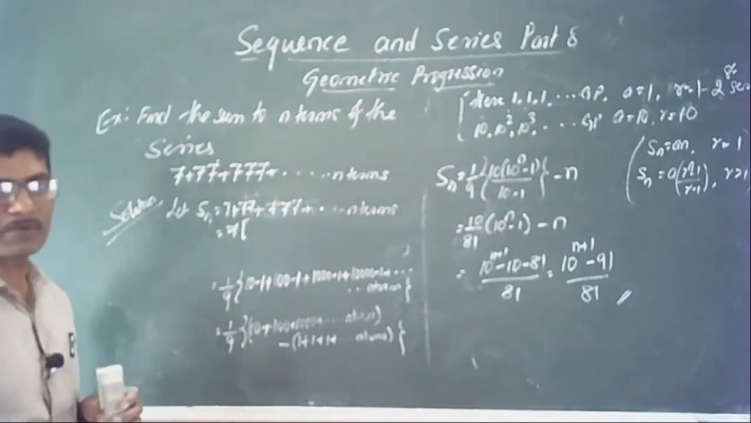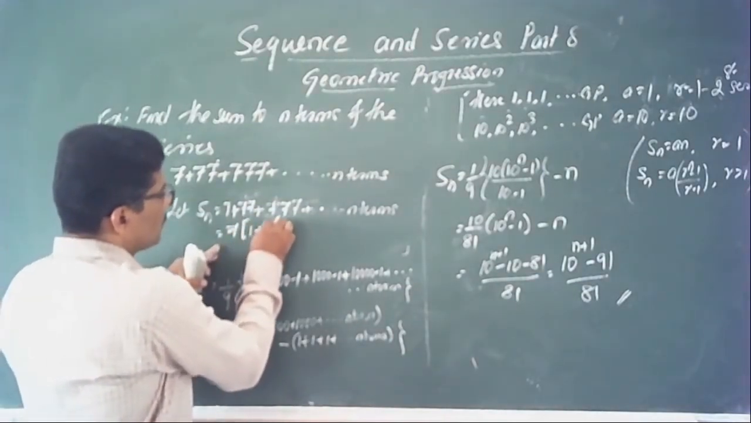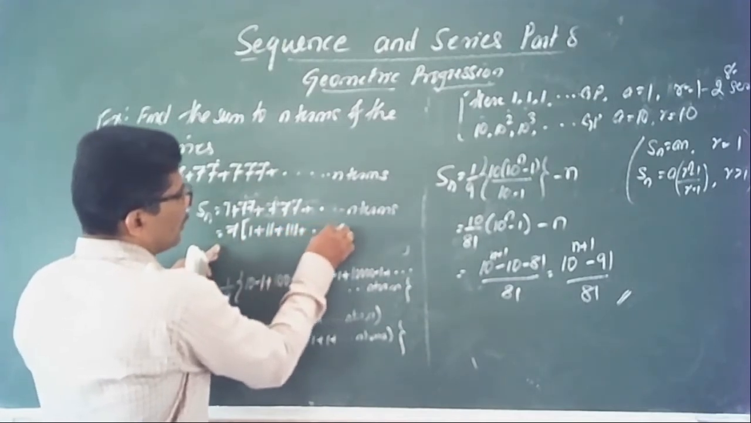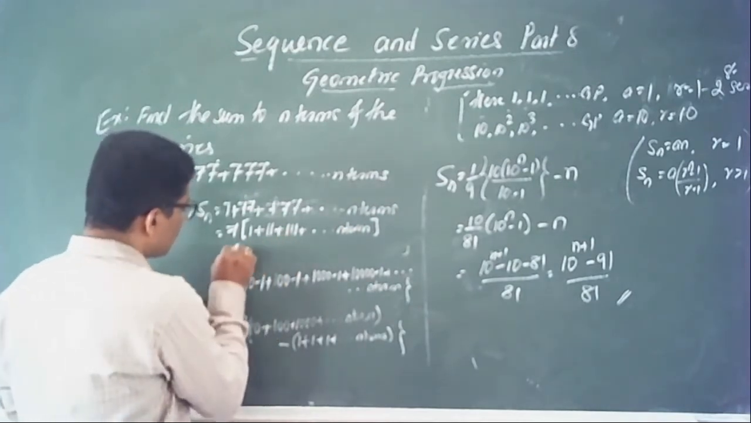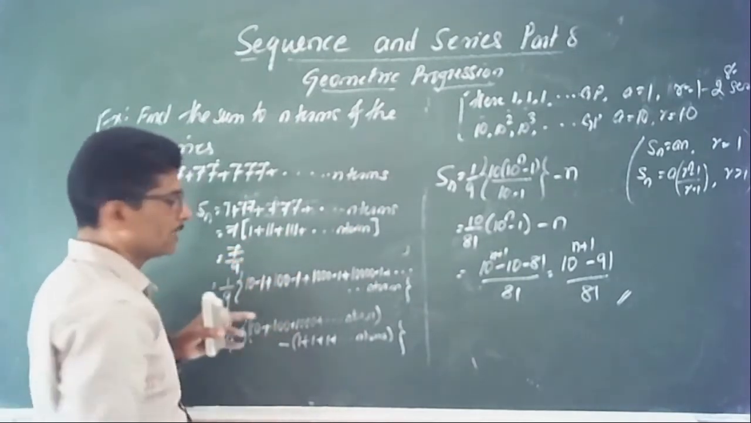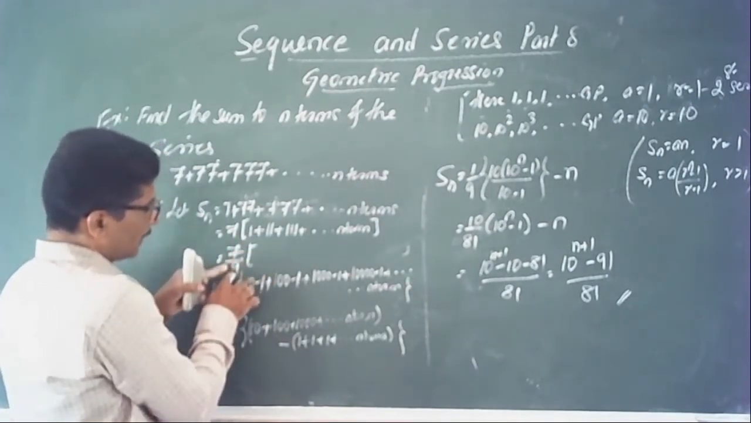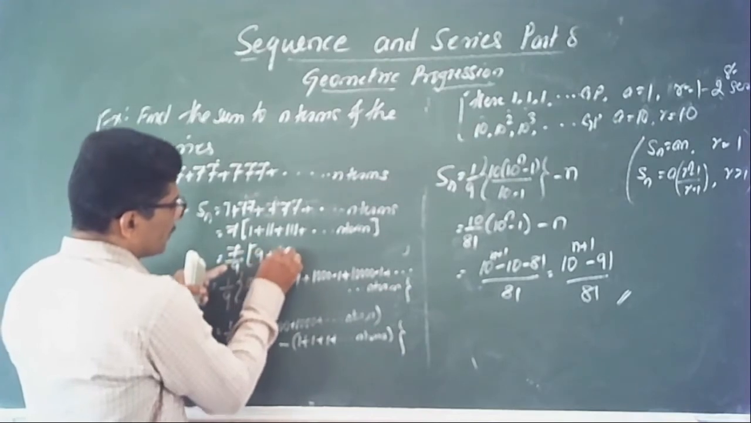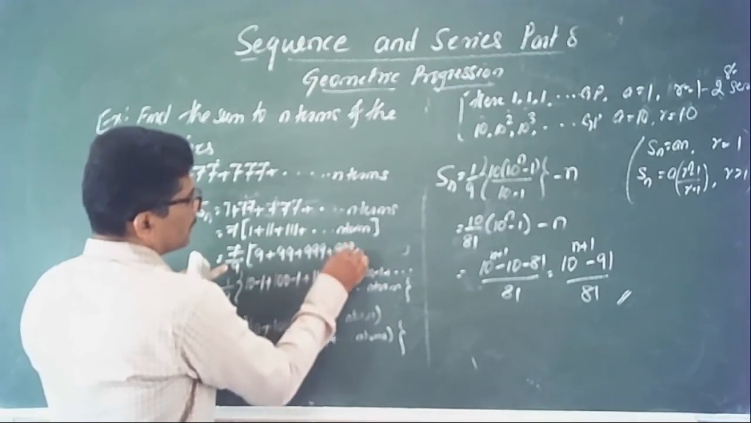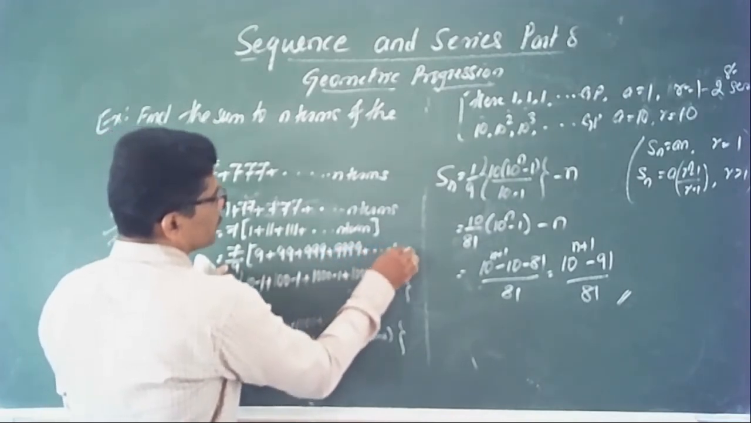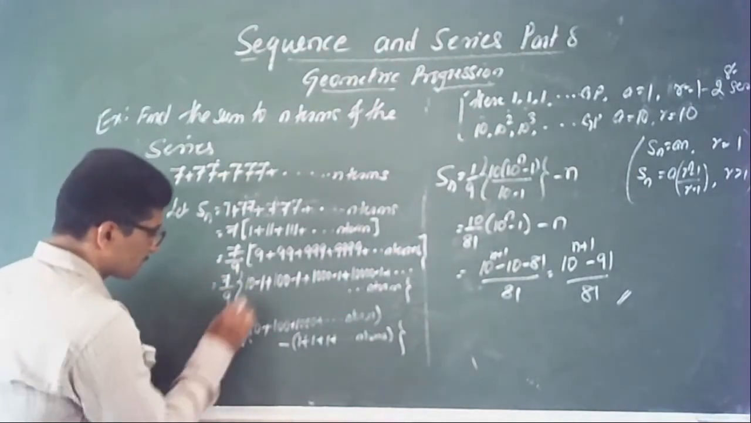We should take 7 as the common term, and then this same type of problem can be written. 1 plus 11 plus 111 plus 1111 up to n terms. Next, multiply and divide by 9, so it becomes 7 divided by 9 into 9 plus 99 plus 999 plus 9999 up to n terms. It is clear? The remaining steps are the same.